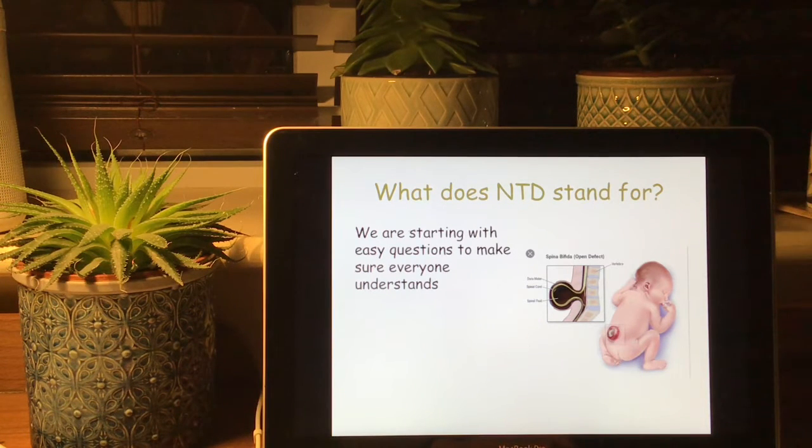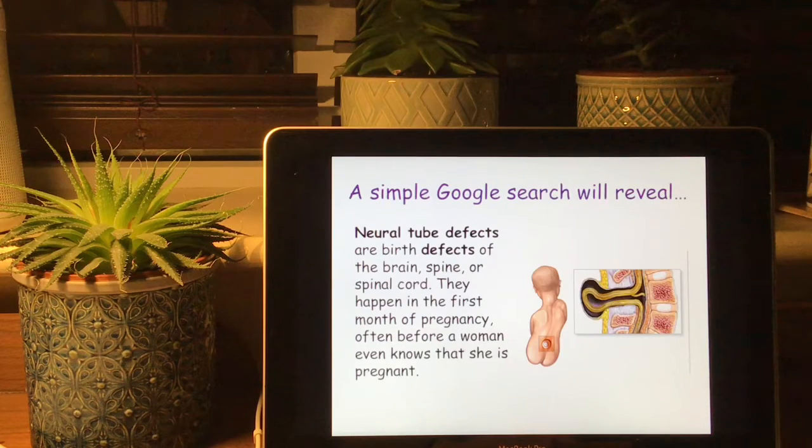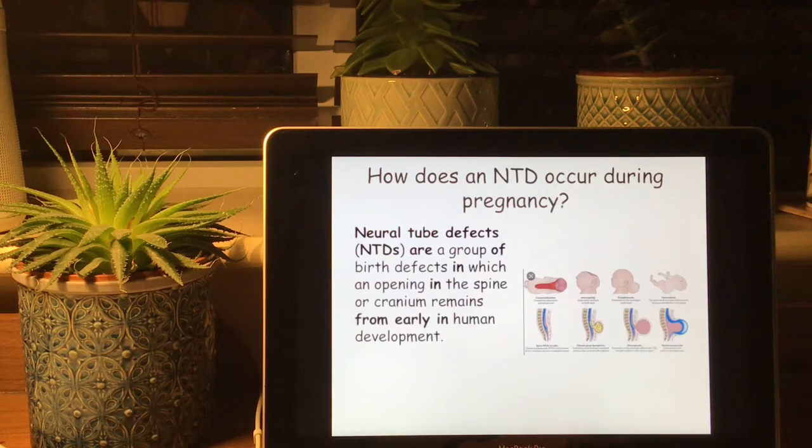So as you might have guessed, an NTD means a neural tube defect. And these are defects of the brain, the spine, and the spinal cord. They happen in the first month of pregnancy, just in the first month, in the first week even, often before a woman even knows that she's pregnant. So how does an NTD occur during pregnancy?